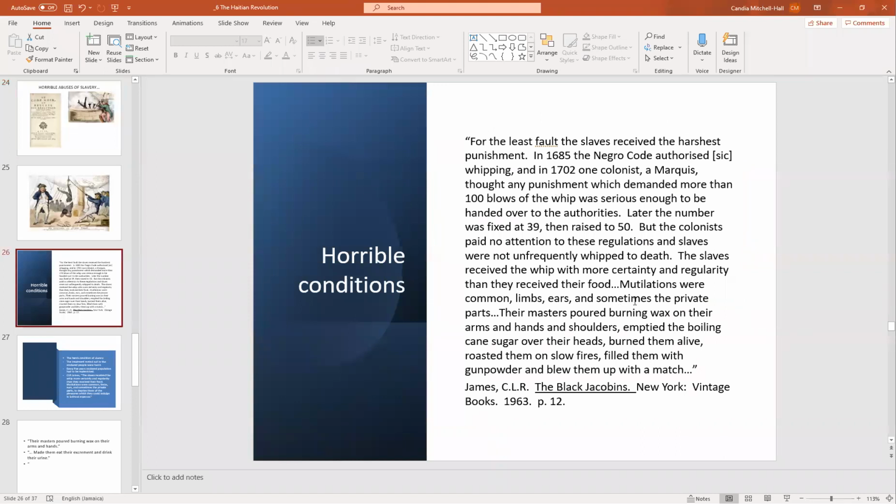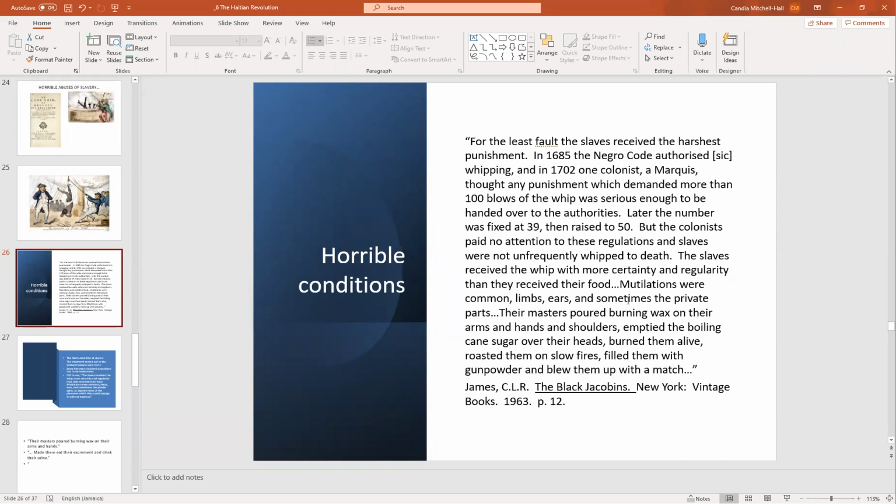The least fault. Go ahead, Melanie, you read. Okay, for the least fault, the slaves received the harshest punishment. In 1685, the Negro Code authorized whipping, and in 1702, one colonist, a marquis, thought any punishment which demanded more than 100 blows of the whip was serious enough to be handed over to the authorities. Later, the number was fixed at 39, then raised to 50. But the colonists paid no attention to these regulations, and slaves were not infrequently whipped to death.